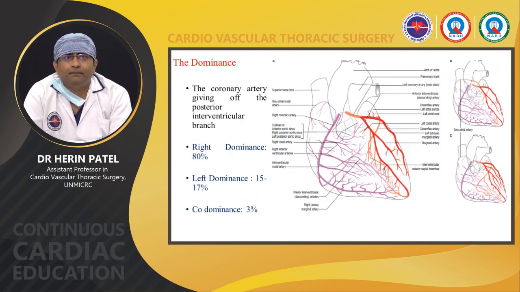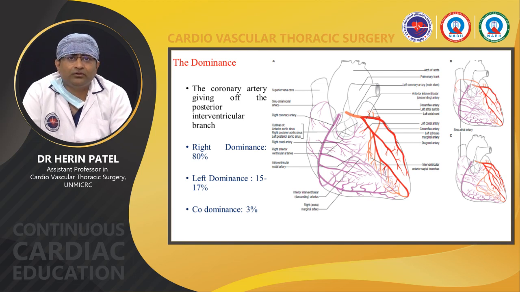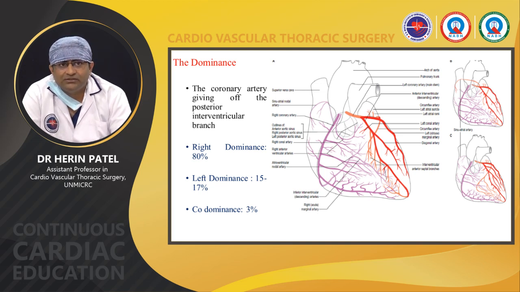The dominance of the coronary system is decided based upon which coronary artery gives off the posterior interventricular branch. Right dominance is where the posterior interventricular branch arises from the right coronary artery. It is seen in 60 to 80% of cases. Left dominance is when it arises from the left circumflex or the LAD. In codominance, both arteries give branches to the posterior interventricular region.